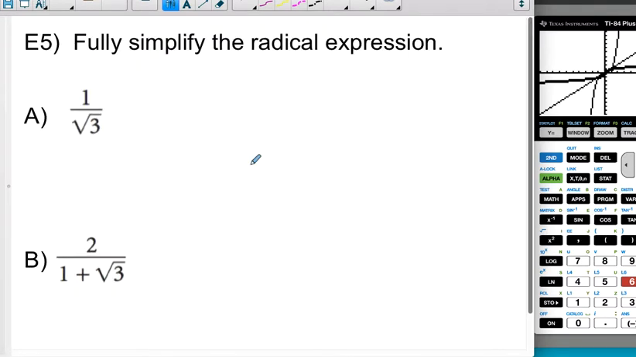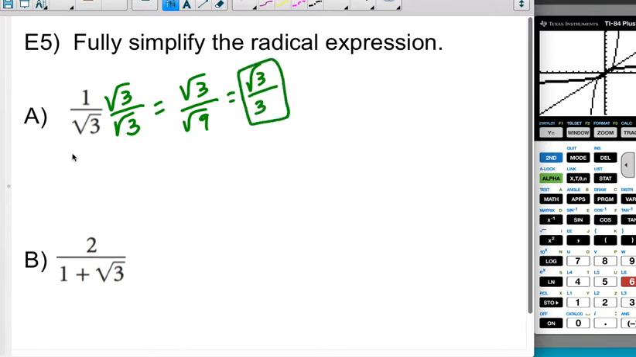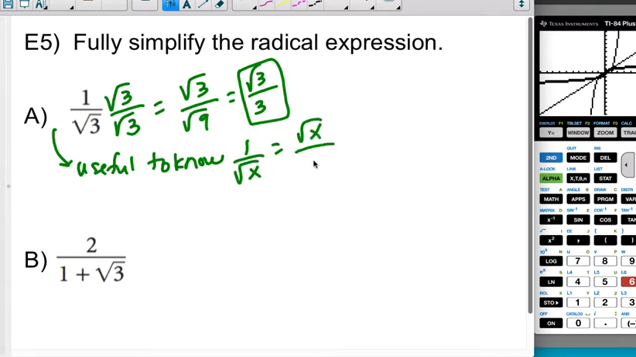All right, so we're going to go ahead and fully simplify the radical expression. I have a root 3 on the bottom. The way I get rid of that is by multiplying by root 3 over root 3. So I get that this is root 3 over root 9, or root 3 over 3. It is not a terrible thing to memorize. So it is useful to know that 1 over the square root of x is the same as root x over x.